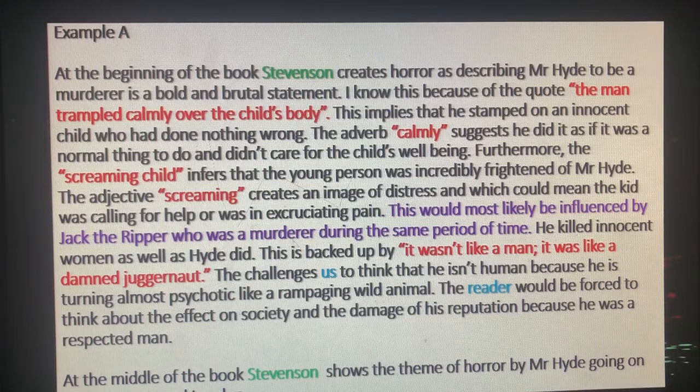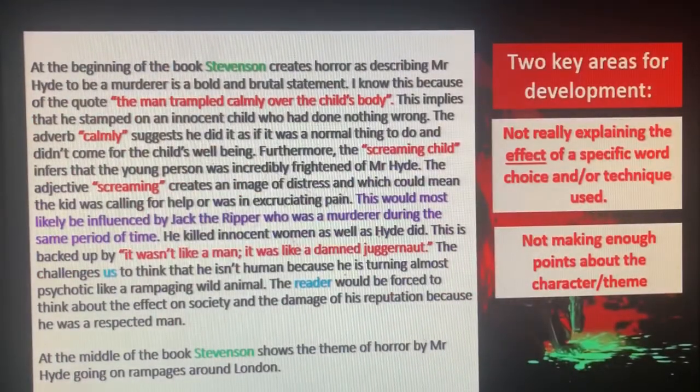Well, that last sentence sounds very much like what's already been said, so I'd wonder whether this candidate is simply going to repeat the same ideas in each paragraph they write. But let's look at the main paragraph we've got. First of all, we notice there are 2 clear areas of improvement. One is that they didn't really explain the effect of a particular word choice or technique, and I felt this candidate did not make enough points about the character or theme. Although they've used a couple of good quotes, they have stuck to the same main point without diversifying.